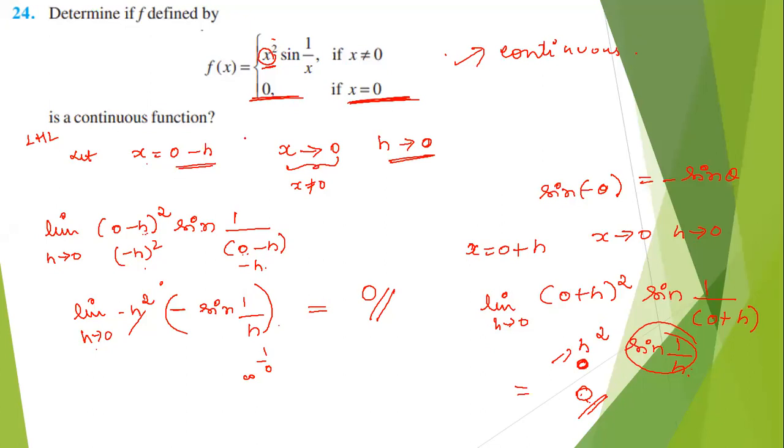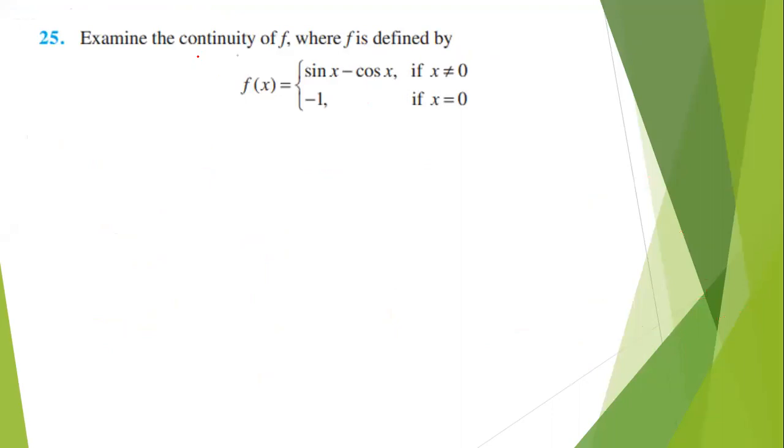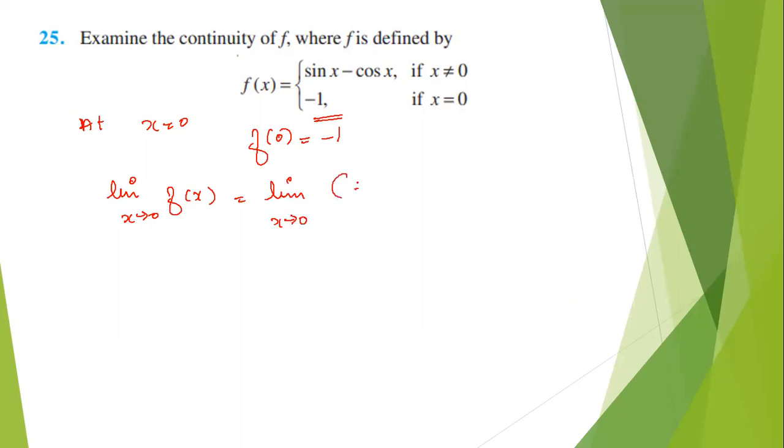Let's move on to the next sum. Examine the continuity of f, where f is defined by f of x is sin x minus cos x if x is not equal to 0, and minus 1 if x is equal to 0. So at x is equal to 0, our f of 0 is minus 1. What is the limit? Limit x tending to 0, f of x. What will be the limit? Sin x minus cos x.